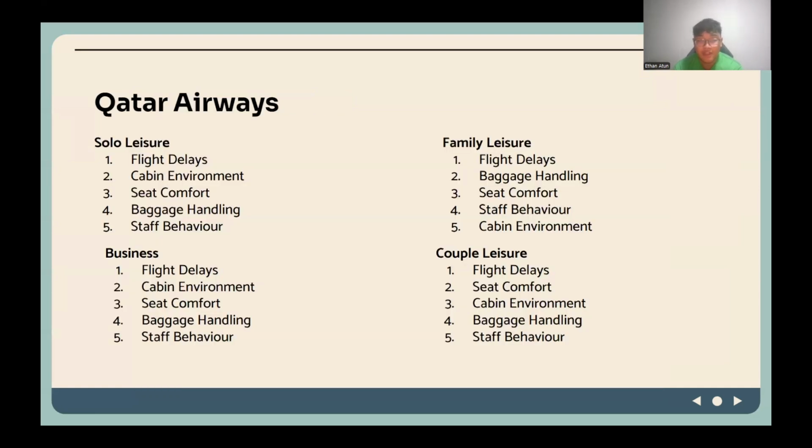It is clear to see that for Qatar Airways, flight delays and cabin environment were one of the top few things that consumers had complaints for. The rest were pretty similar in having staff behavior and baggage handling in the top 5 as well, along with seat comfort.